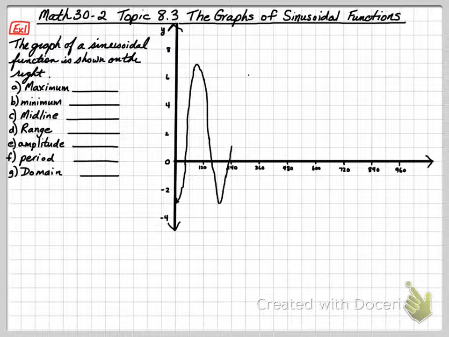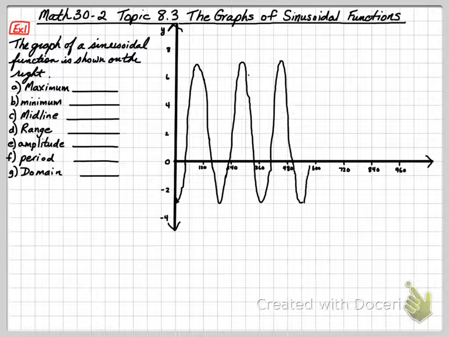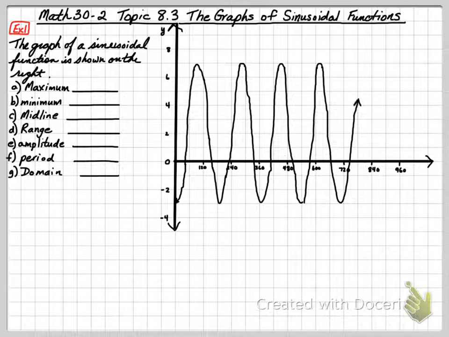Now, as you can see, I had great difficulty in drawing this graph, making sure that I get the period right, the maximum points right, and the minimums right. So, from this graph, we can read that the maximum is going to be at 7. The minimum is going to go down to -3. The midline, well, it's got to be halfway between 7 and -3. So how I would find that is I could count up from the bottom and count up from the top, or I could use the maximum plus the minimum divided by 2.